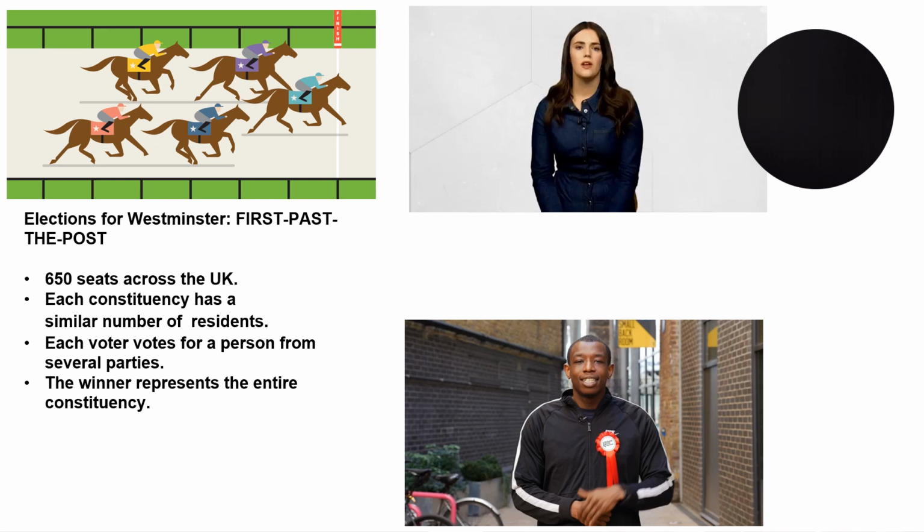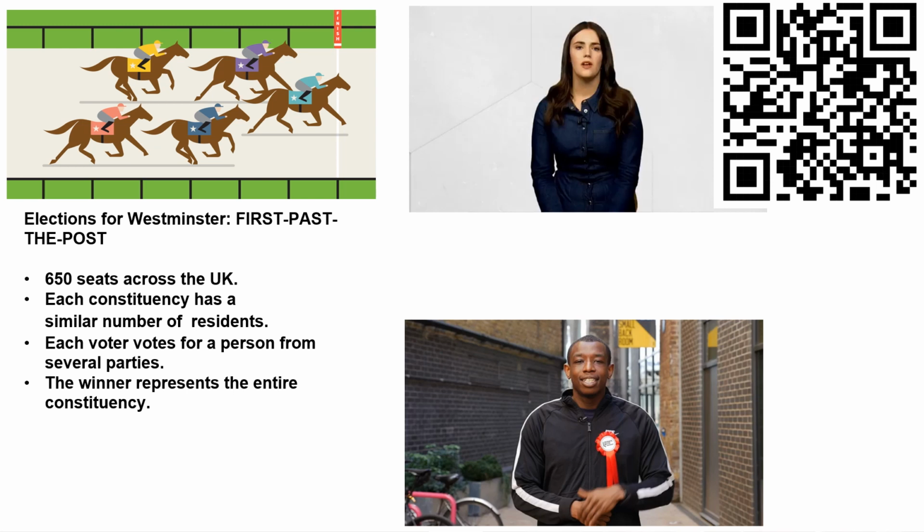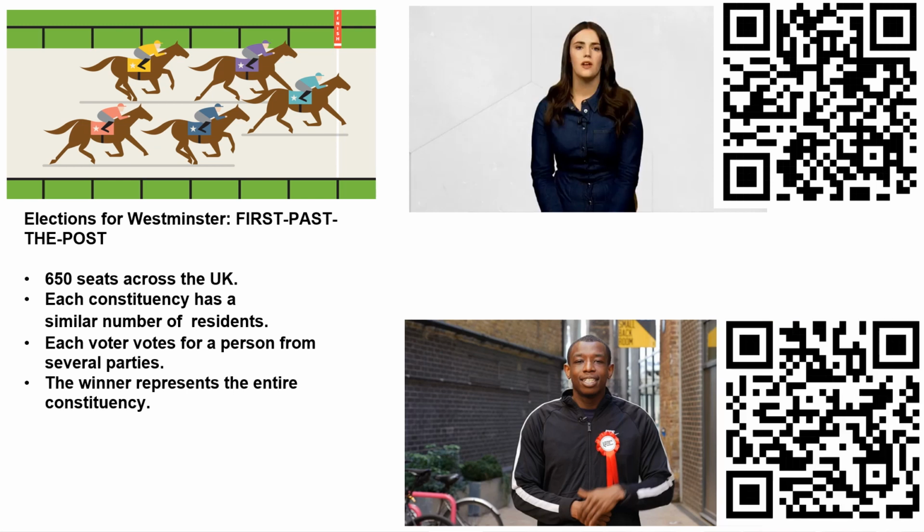There are a total of 650 seats across the UK, and each seat represents a constituency of 70,000 people eligible to vote. You can learn more about the voting system by pausing this video and scanning the QR codes. The code in the top right describes the voting system and mentions constituencies, safe seats, marginal seats, and the number of people whose votes are lost as they don't vote for a winning candidate. The code in the bottom right explains the difference between first-past-the-post versus proportional representation voting.